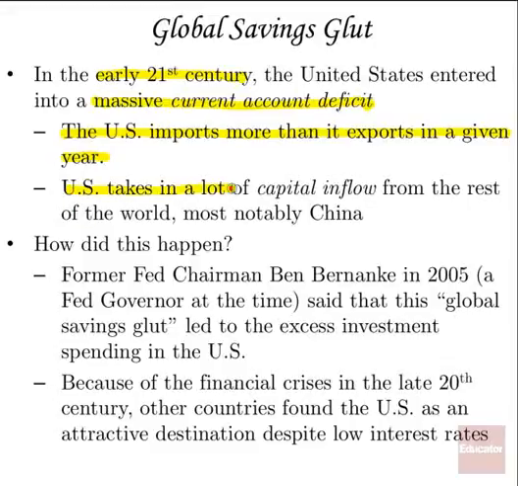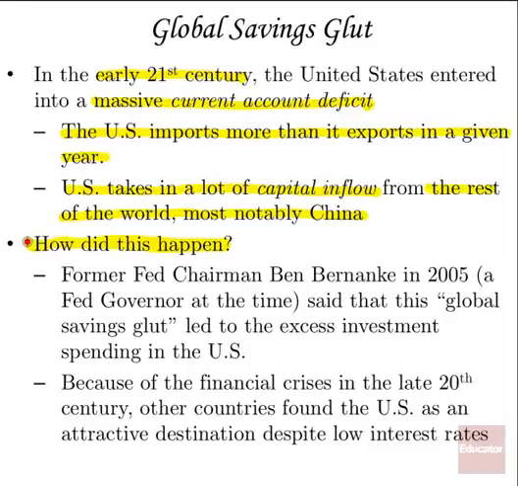So the U.S. takes in a lot of capital inflow from the rest of the world, most notably China. Our financial account is going to be as positive as the current account is negative, because they do equal each other. Now, how did this happen? Again, how it actually happened.